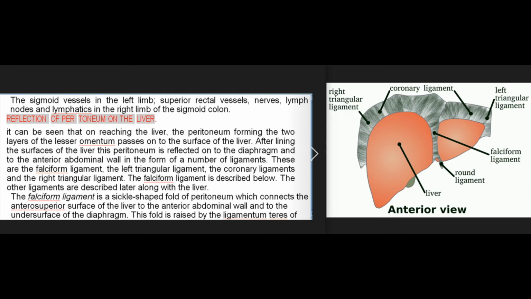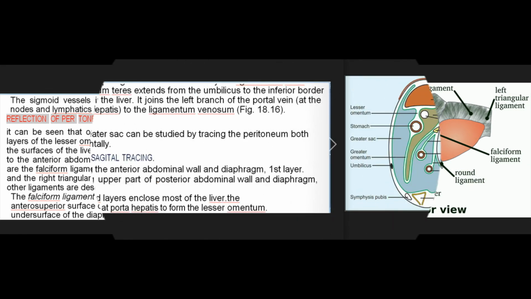Reflection of peritoneum on the liver. It can be seen that on reaching the liver, the peritoneum forming the two layers of the lesser omentum passes onto the surface of the liver. After lining the surfaces of the liver, this peritoneum is reflected onto the diaphragm and to the anterior abdominal wall in the form of a number of ligaments. These are the falciform ligament, the left triangular ligament, the coronary ligaments and the right triangular ligament. The falciform ligament is described below. The other ligaments are described later along with the liver.